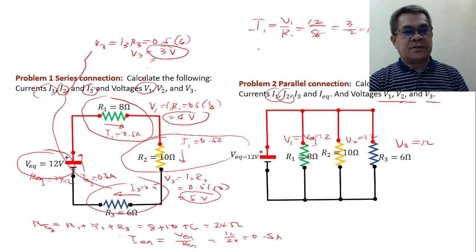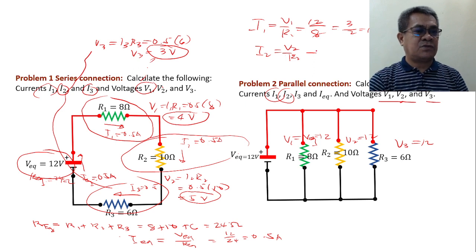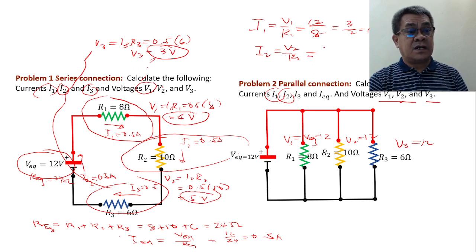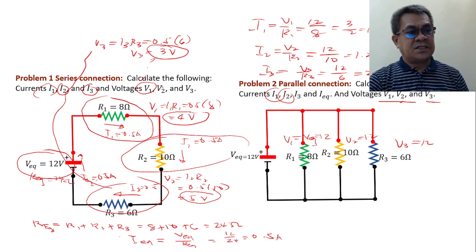Okay? What about I2? I2 is, again, respectively, V2 over R2. You cannot jump voltage V1 or R1 to R2. You have to use the values at that point because you are using Ohm's law. So this should be, again, 12 volts over 10, and the answer is 1.2 amps. And finally, I3 is what? V3 over R3, and this is 12 over 6, and the answer is 2 amps. Okay, that's it. So this answers the problem.